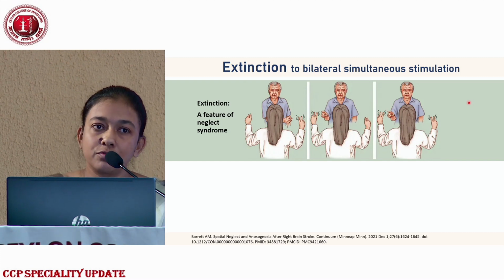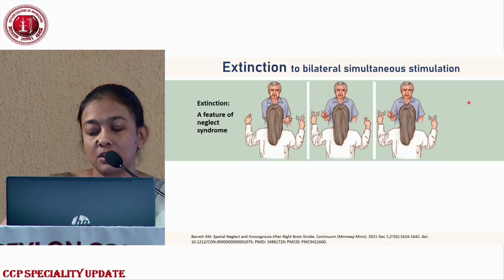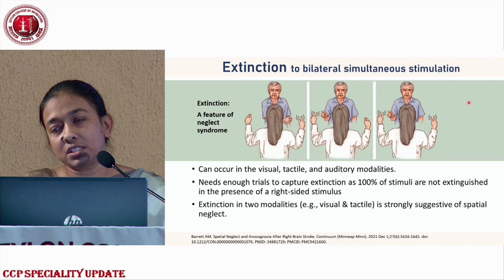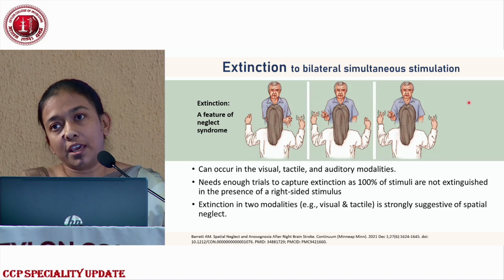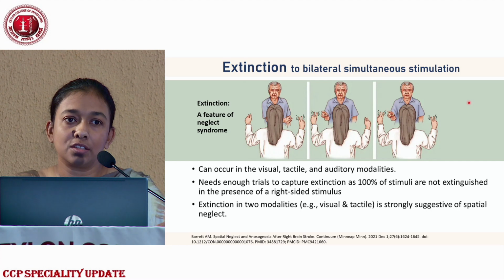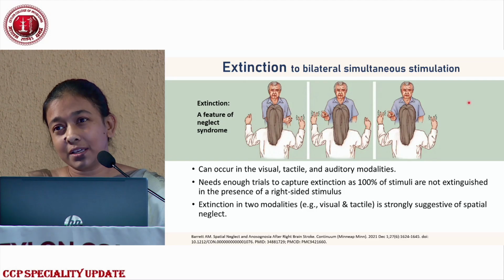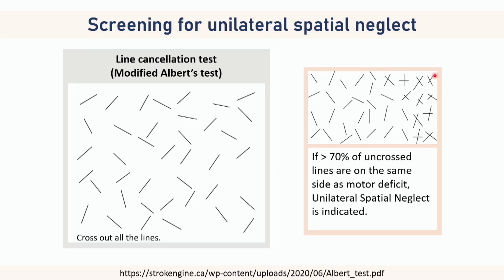We can test the same thing for tactile sensations by stroking the hands of the patient, if the patient is not totally hemi-anesthetic on one side. As I said, extinction to bilateral simultaneous stimuli can occur in multiple modalities: visual, tactile, auditory. If a patient demonstrates extinction in two modalities, that strongly suggests that the patient has neglect. The other thing we have to keep in mind is it's just a screening test, and you might not demonstrate extinction every time that you examine. So you might have to repeat it.